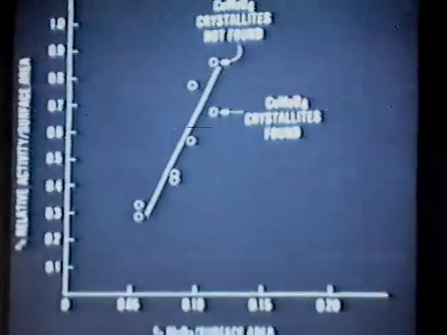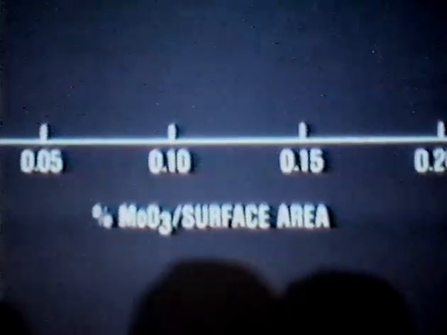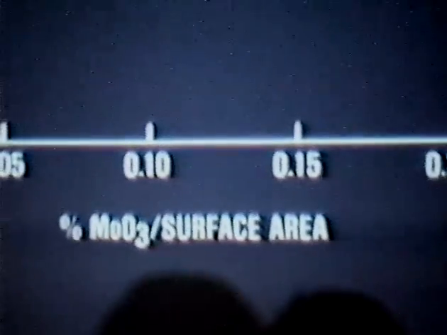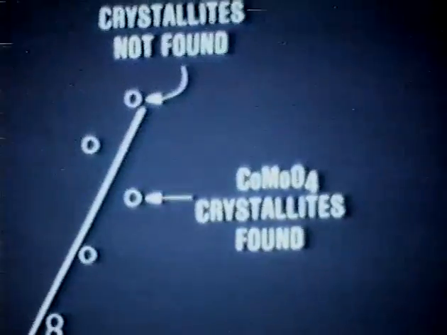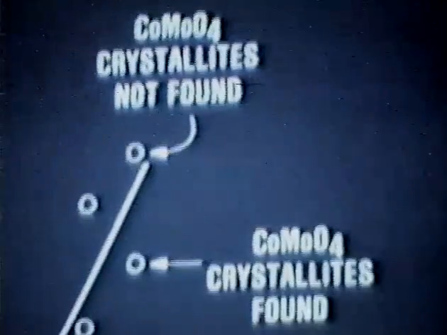This graph shows these relative activities normalized with the surface area, plotted against the molybdenum concentration, normalized with the surface area, because different supports were used to make those samples that we saw on the previous slide. The supports didn't all have the same surface area.